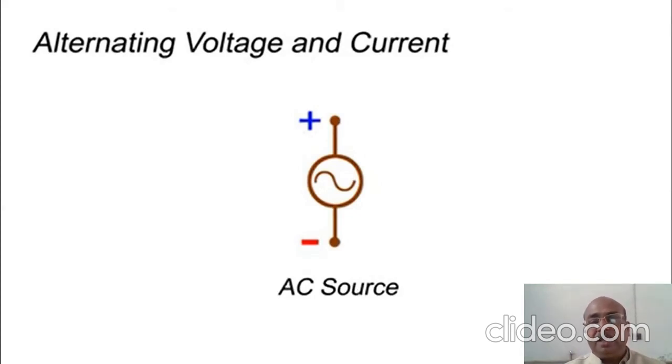You would have seen that in your house, the AC source is alternating. It means its terminals go on changing polarity in a specified time, about 50 times in a second. It changes polarity from minus to plus and plus to minus.